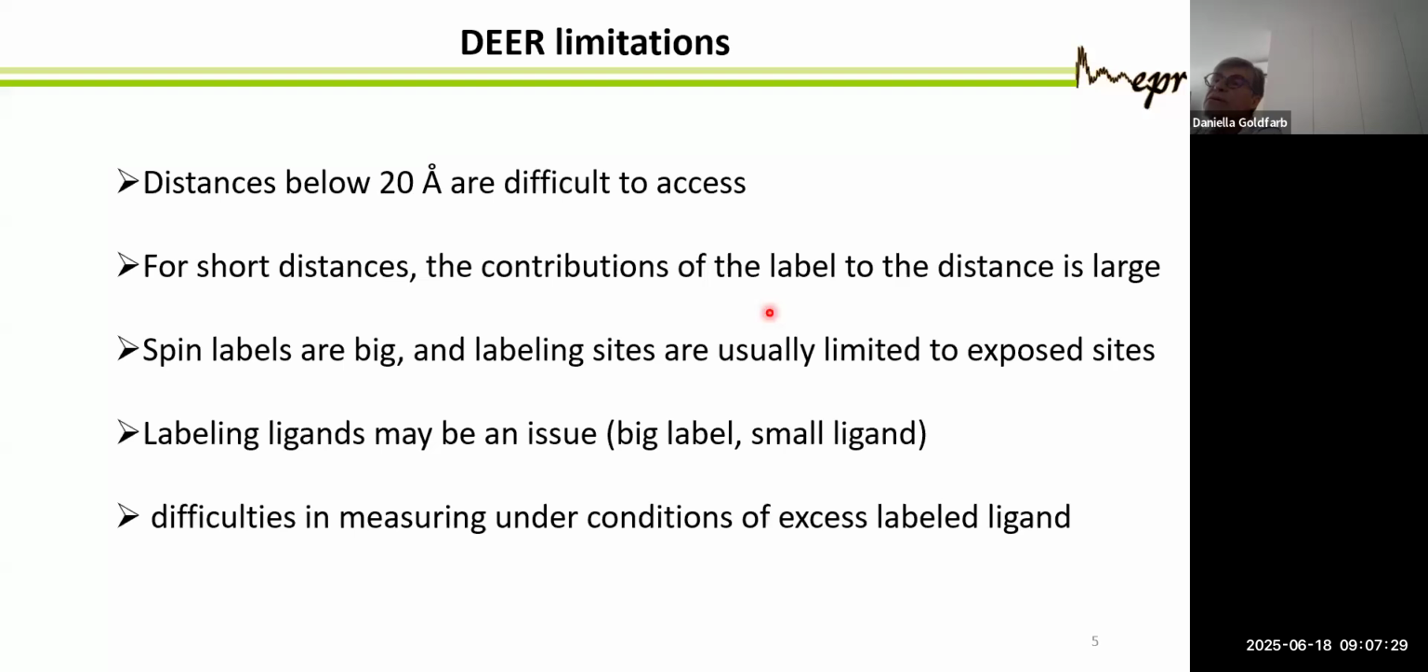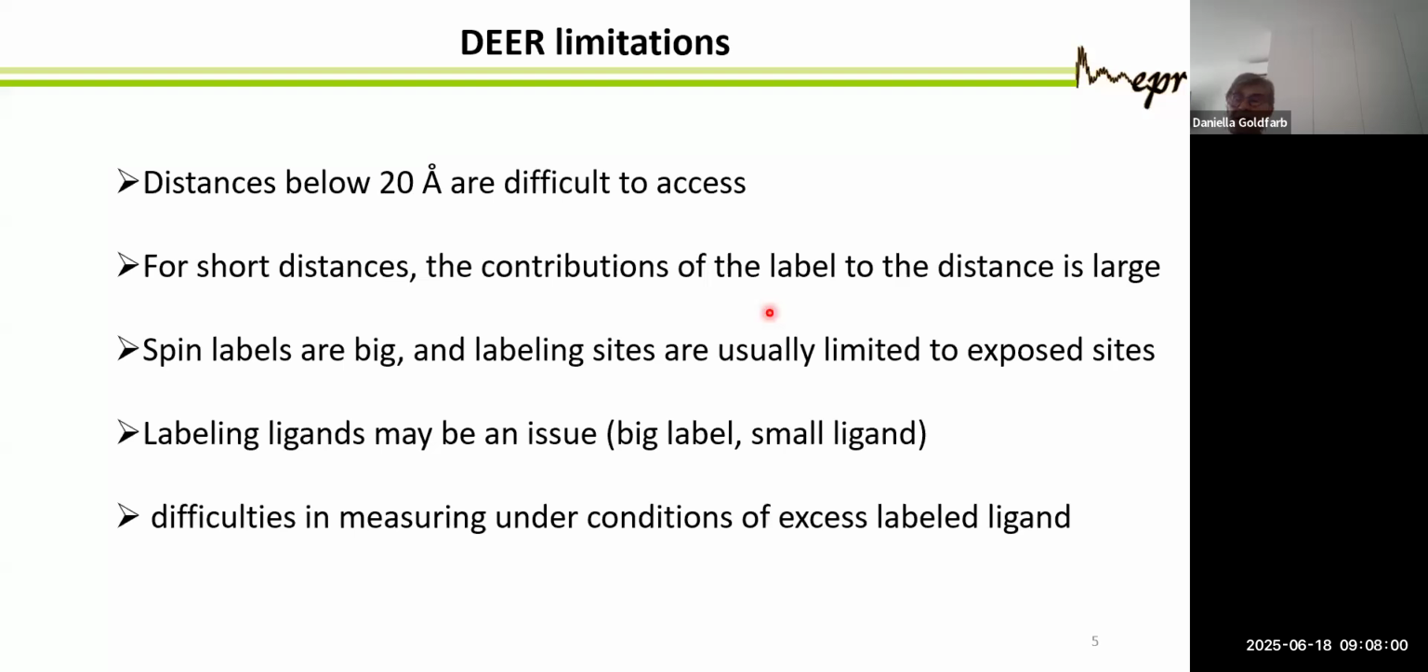Pulse dipolar spectroscopy is wonderful, but there are some limitations. What are they? First, measuring distances below 20 angstrom is not very easy. When you measure short distances with two spin labels, the spin labels contribute to the distance, and then your error becomes larger.